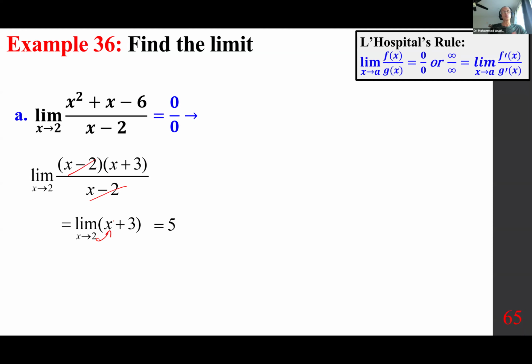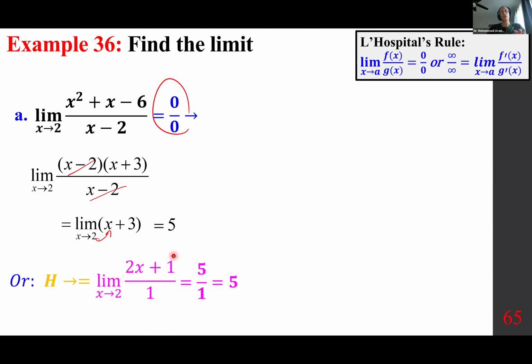Also, because it's 0 over 0, you can use L'Hopital's rule, which means the limit as x approaches 2, we're going to differentiate this, we get 2x. This one is 1, this one is 1, everything else is 0. So this is using L'Hopital's rule. And now if I plug in 2, I get 4 plus 1, 5 over 1, or simply 5. As you can see, we have two choices here. In some cases, we don't.